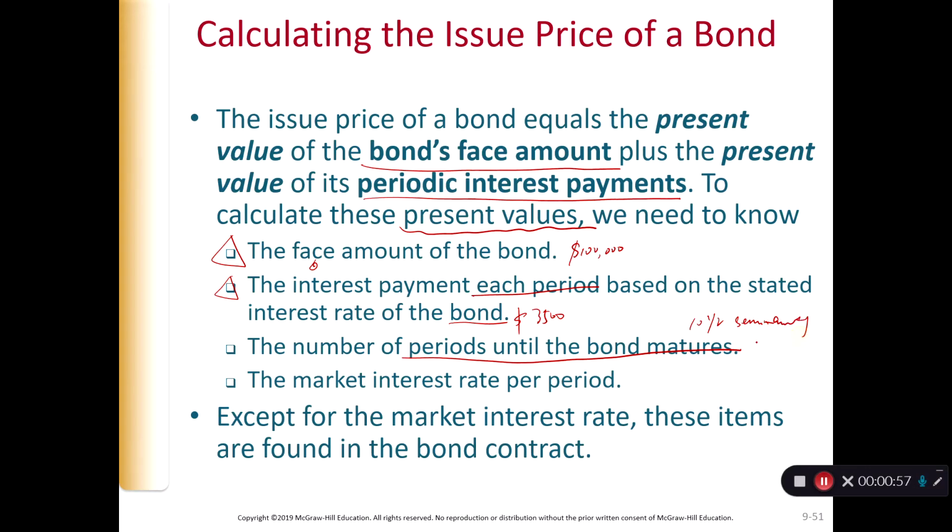So that will be 20 periods, right? And the market interest rate per period, let's say 7% at that time. Remember, this is the market rate, not the stated rate. Except for the market interest rate, these items can all be found on the bond contract. So these three things can be found on the contract, except this one.